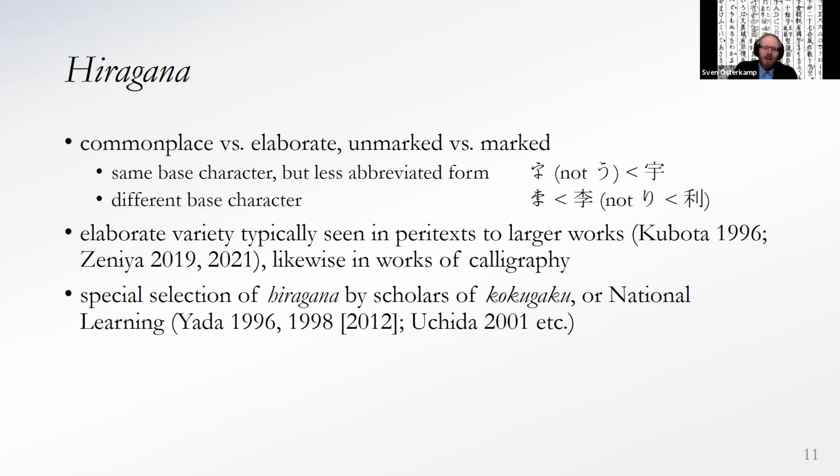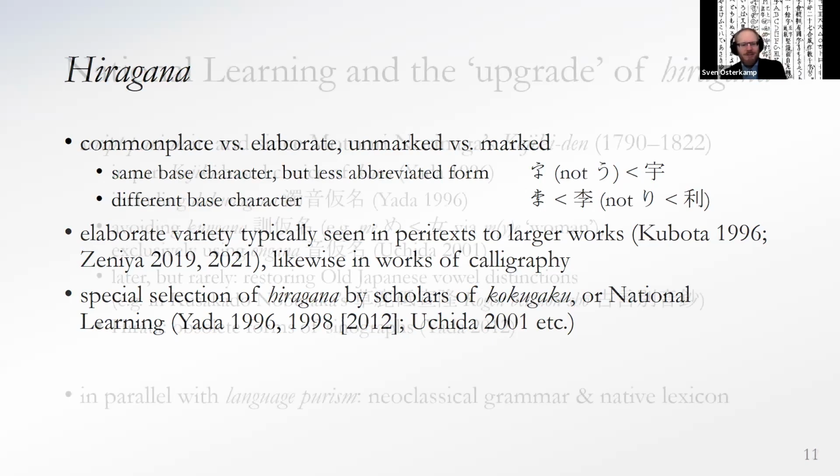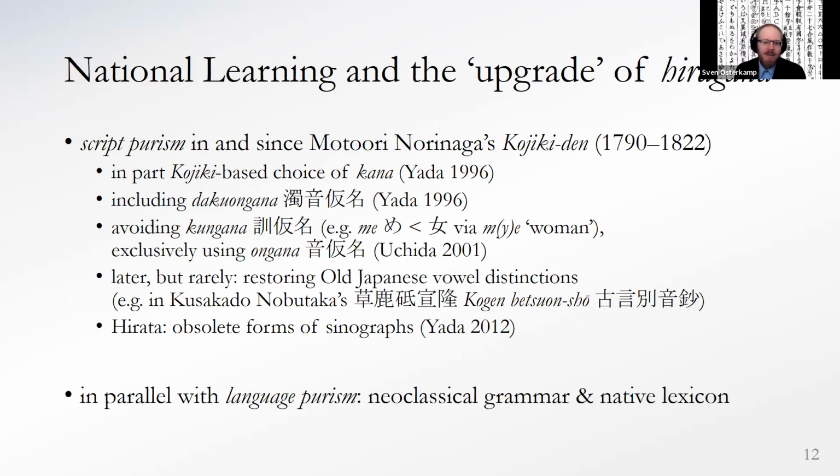Now, these elaborate varieties are typically seen in paratexts to larger works, as has been pointed out in the literature a couple of times, but likewise in works of calligraphy, for instance. Some scholars have also noted that a rather special selection of hiragana used to be employed by scholars of Kokugaku or national learning. So now, what's so special about script use in the field of national learning, especially from the late 18th century onwards? Basically, I think we can summarize the relevant issues under two headings.